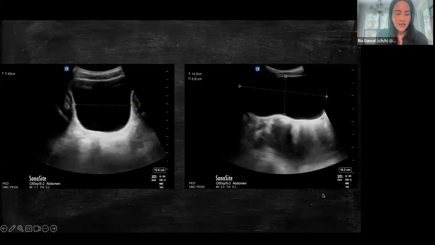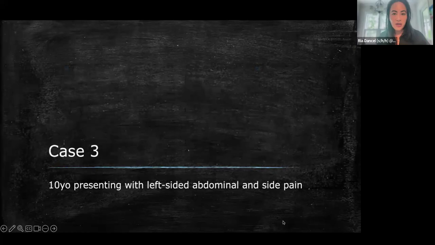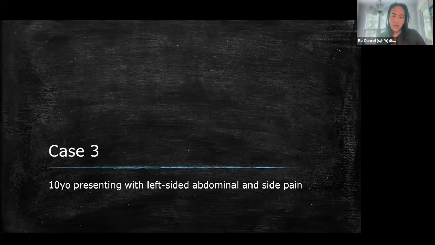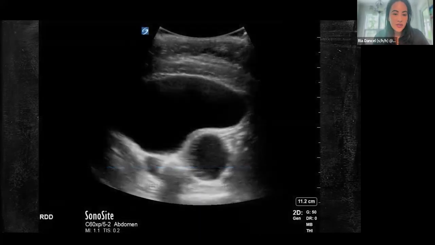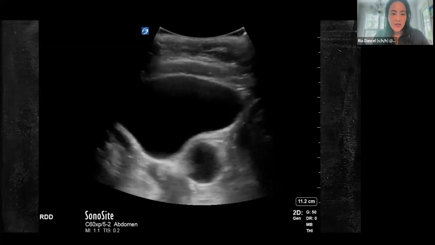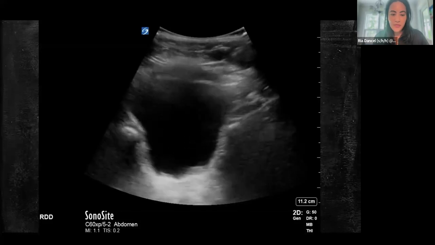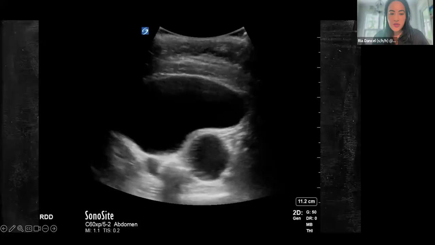And then this is my last case, which seems a little bit more uncommon, but I've seen it twice already. So this is a 10-year-old who's presenting with left-sided abdominal pain. 10-year-olds aren't really great with localizing their pain or describing it super well. So that's all we had was left-sided abdominal, maybe some side pain. The next slide is a transverse of his bladder. And I'm going to let it scroll a couple of times.